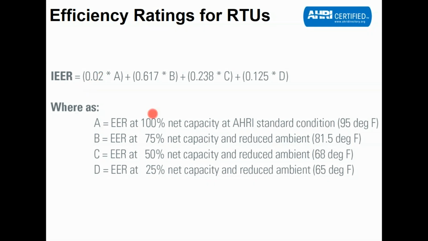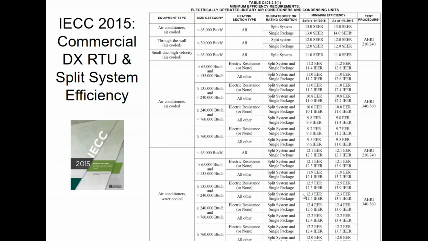So 2% of the weighting applies to the full load. 62% of the weighting applies to the three-quarter loaded. 24% of the weighting applies to the half-loaded scenario, and 12% of the weighting applies to the quarter-loaded scenario, right? And then it looks at that. So it's really 4 test points, but it's kind of weighted average into a single number to make it a little bit easier to digest, if you will, and easier to compare one piece of equipment next to the other.